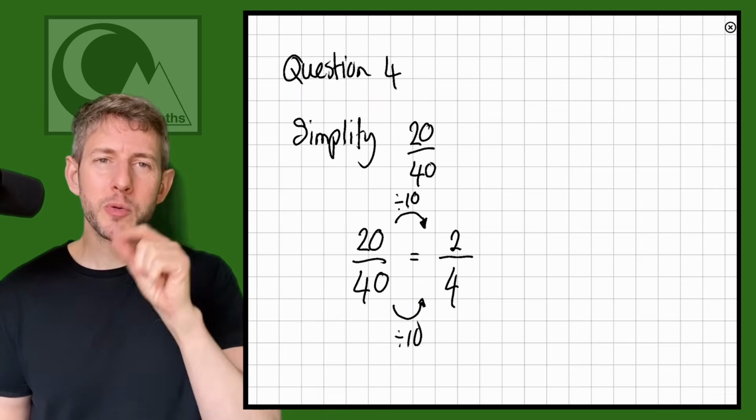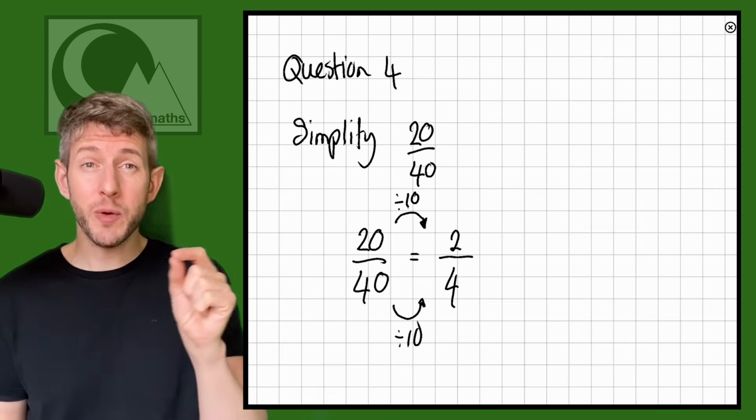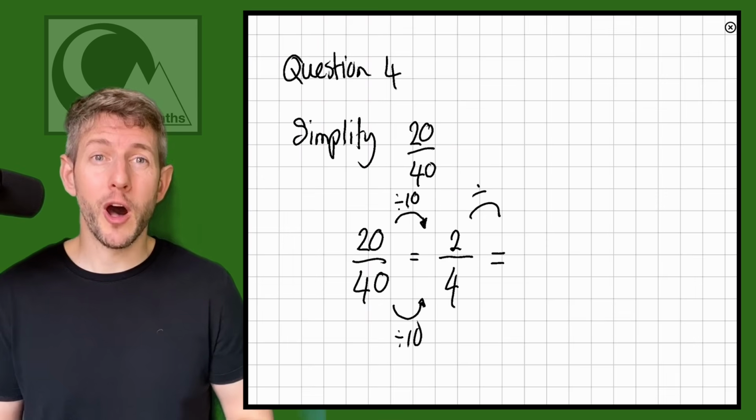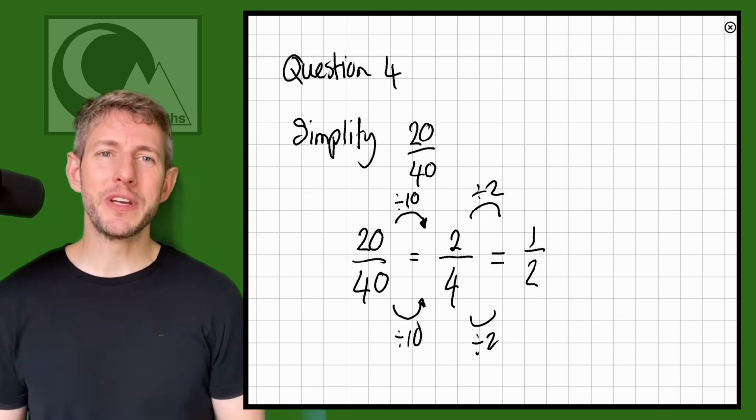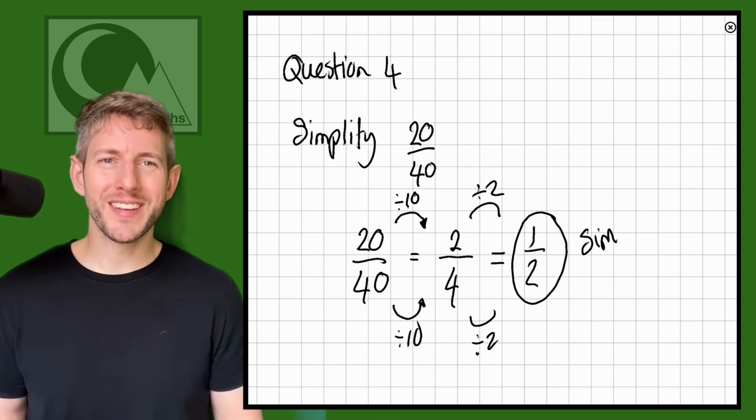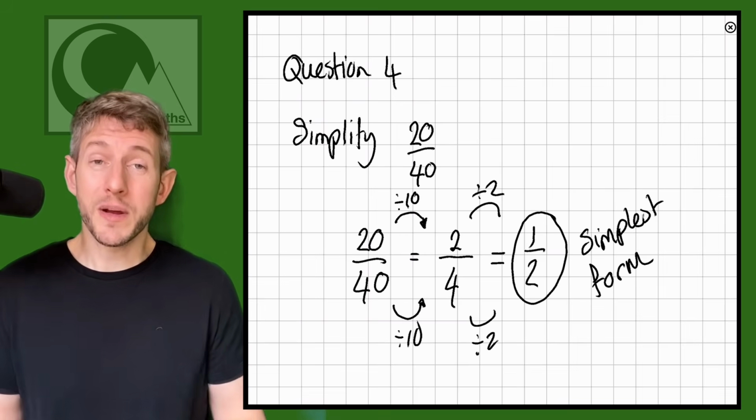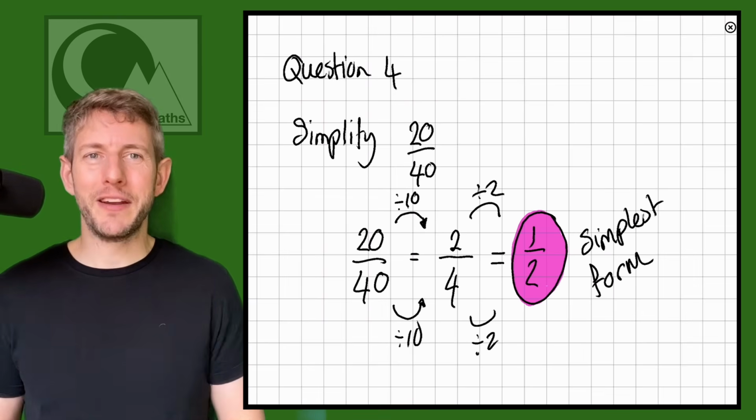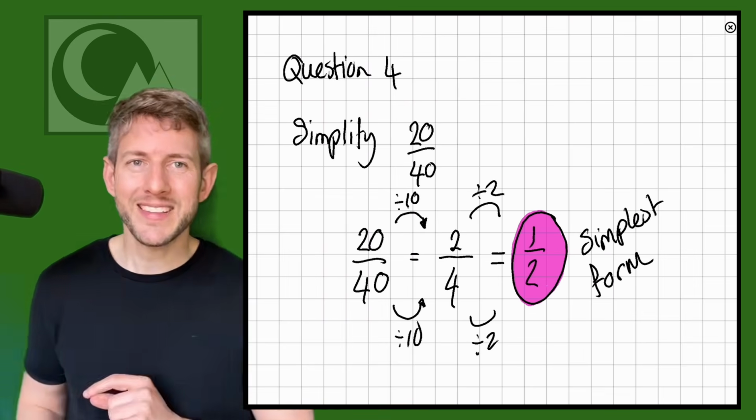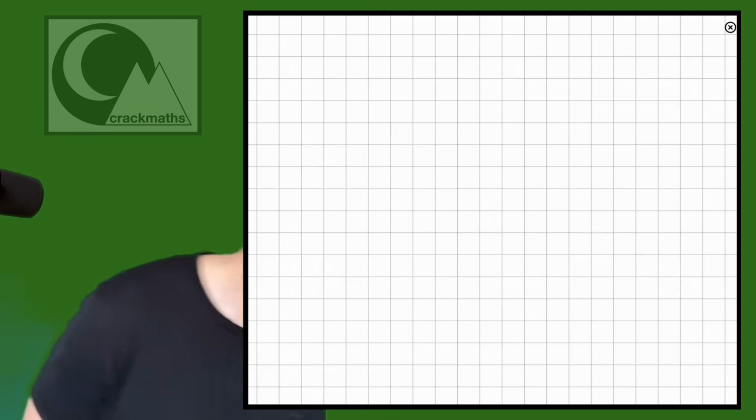If you can spot how to do this in one manoeuvre, you're welcome to do it in one manoeuvre. I've just been breaking it down because I find that a lot of students like to go piece by piece. So we've gone 20 over 40 is 2 over 4. 2 over 4 halves to become 1 over 2. So there we go. 20 over 40 is a half in its simplest form. Right, let's have a look at the scenario question.